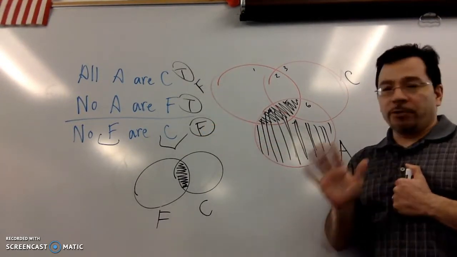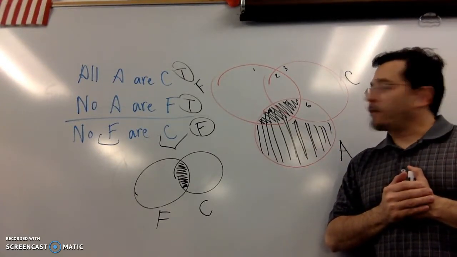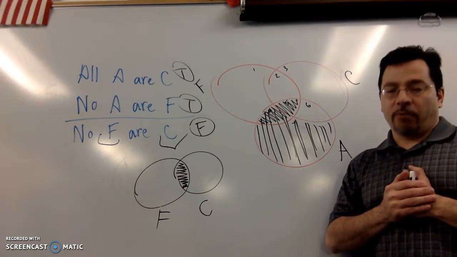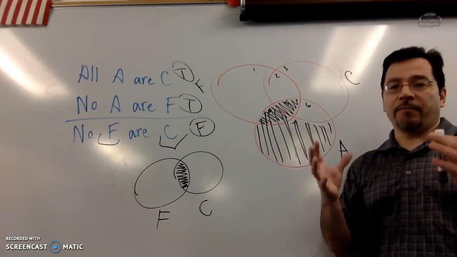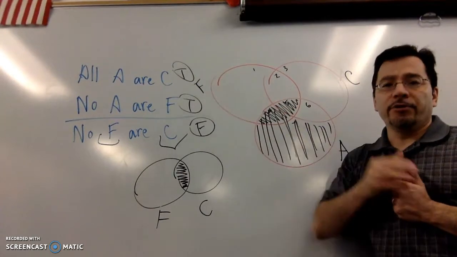Okay, so that will do it for the shading of diagrams. The next tutorial I'll work with chapter 10, and we'll start working on truth tables where we can expand some of this, but we can expand it with arguments that contain more than 2 premises.